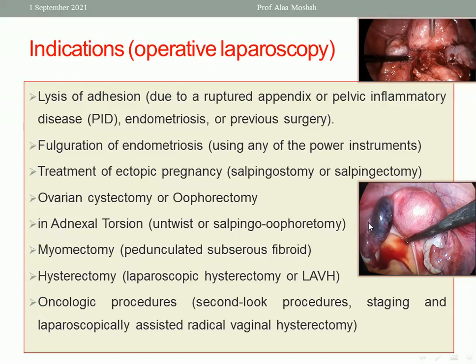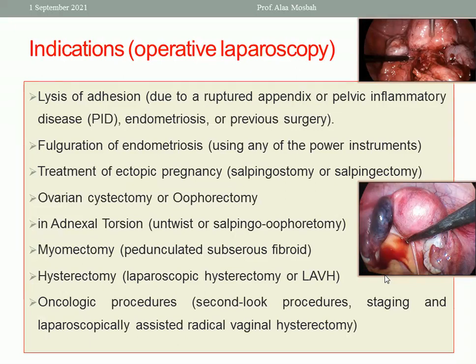And in this case, this left tubal ectopic pregnancy can be managed by left salpingectomy through laparoscopy, or we can remove a cyst from the ovary, ovarian cystectomy or oophorectomy. We can do untwist for adnexal torsion, or we can do salpingo-oophorectomy if there is adnexal torsion with gangrenous tissue. Also, in uterine myoma, specifically the subserous myoma or pedunculated subserous myoma, can be excised through laparoscopy.